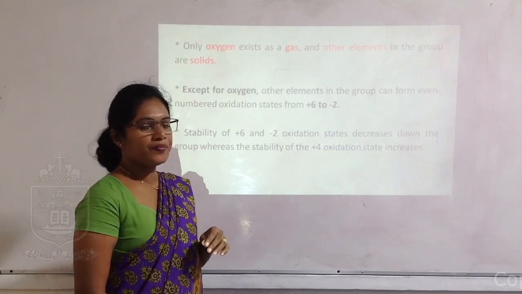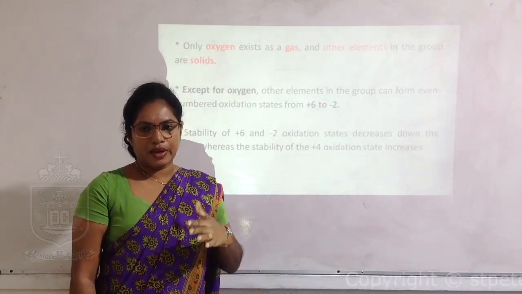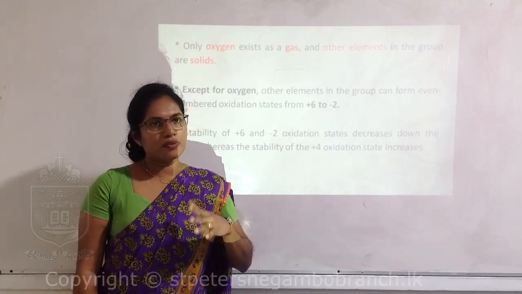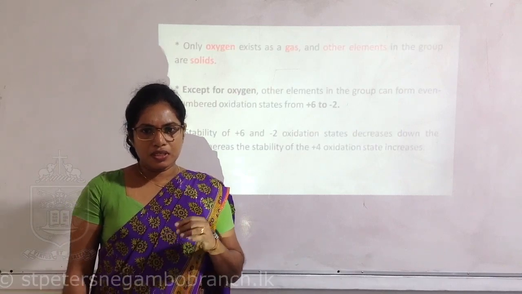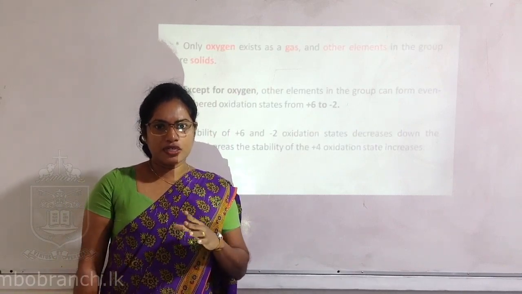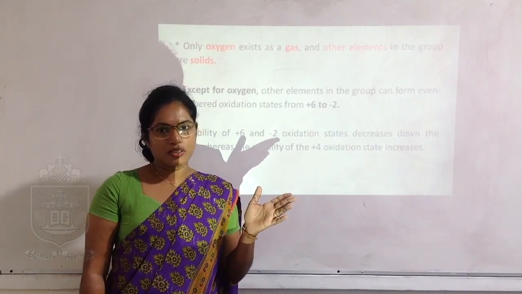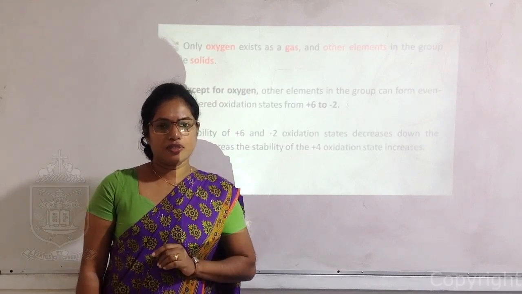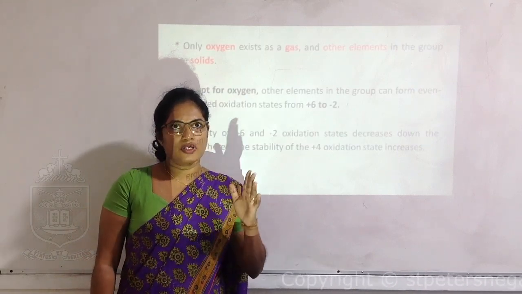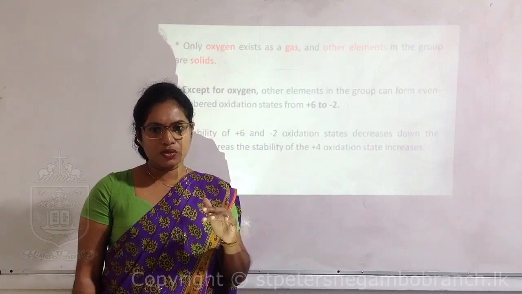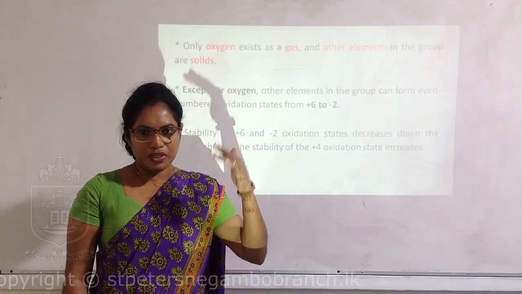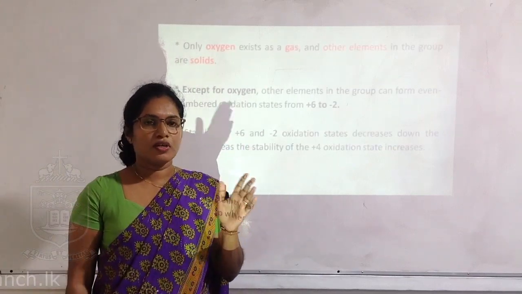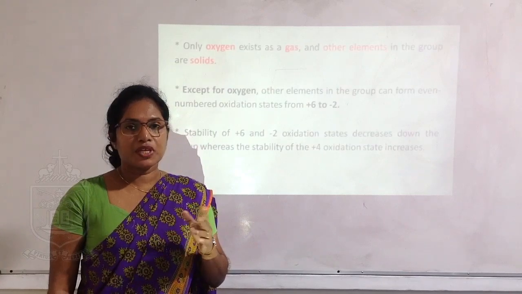Only oxygen exists as a gas and all other elements are solid. Except oxygen, other elements can form oxidation states between +6 and -2 of the even number. The stability of the +6 and -2 oxidation states decreases when we go down the group, but the stability of the +4 oxidation state increases.